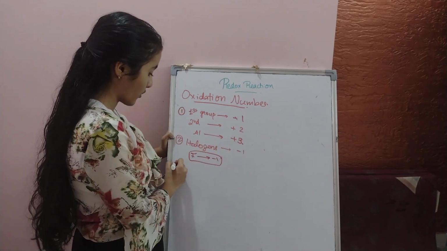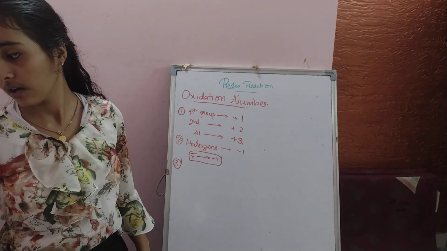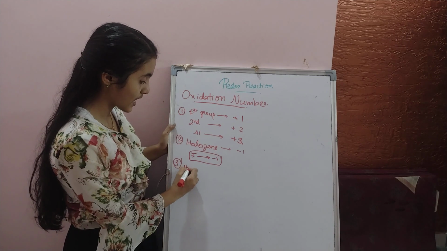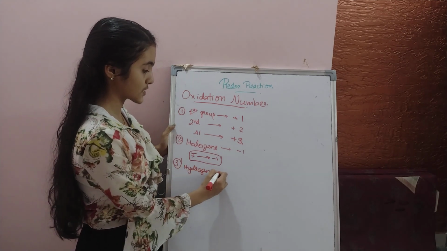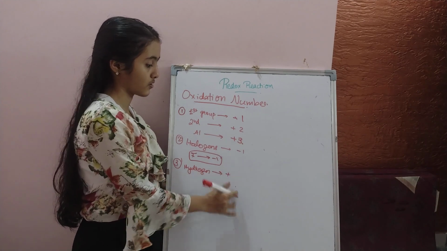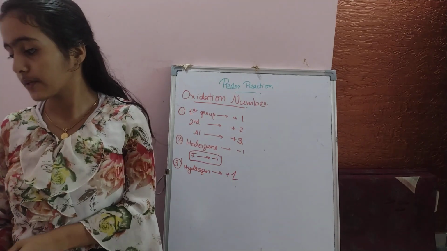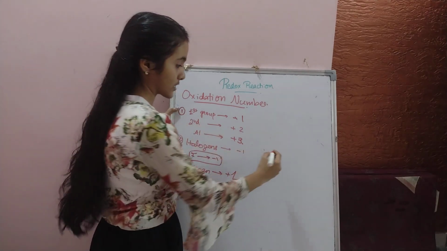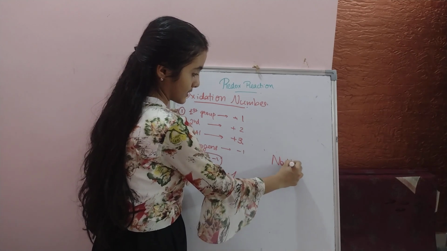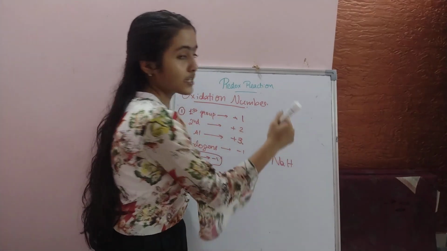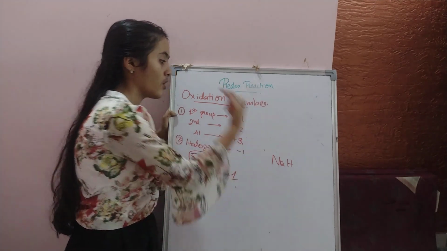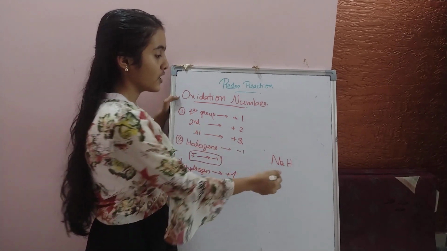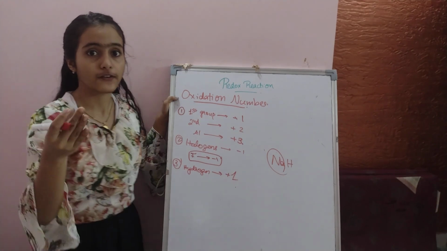Okay. Next, our third point: the oxidation state of hydrogen. Hydrogen has oxidation state +1. But if it is present with a more electropositive element, or a less electronegative one, see sodium hydride. Sodium is more electropositive, right?